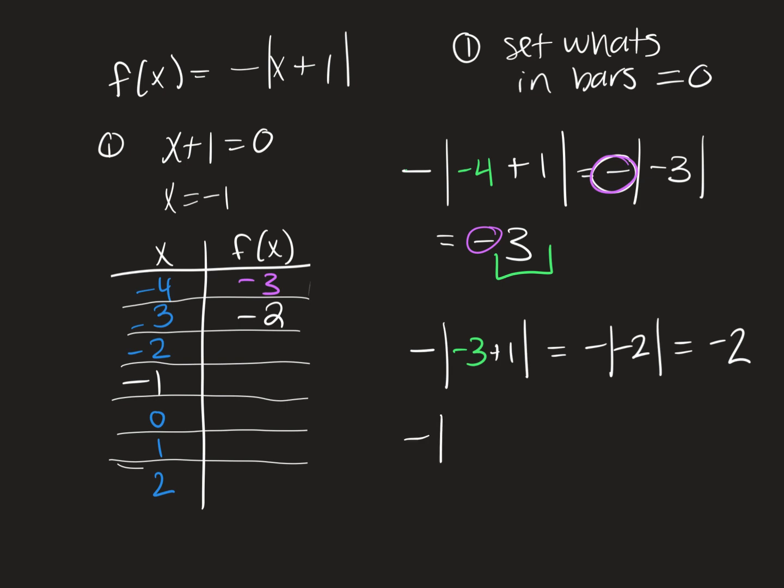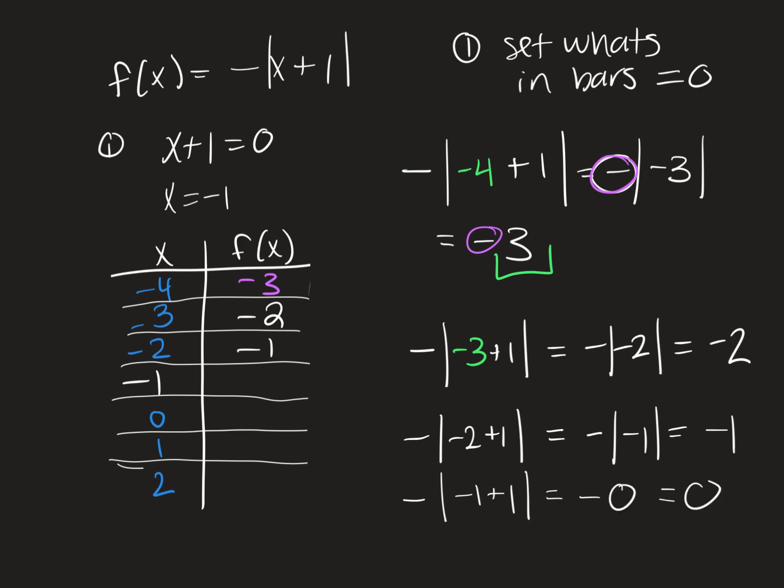Right, and then we do it again. Negative 2 plus 1. So it's negative absolute value of negative 1, which is negative 1. And negative 1 plus 1 is negative 0, which is just 0 because 0 can't be negative or positive. It's just 0. So does seeing it that way help? Right? If you guys need to, get a sheet of paper on the test and take the time to write it out and plug it in, if that is going to help you get it, okay?